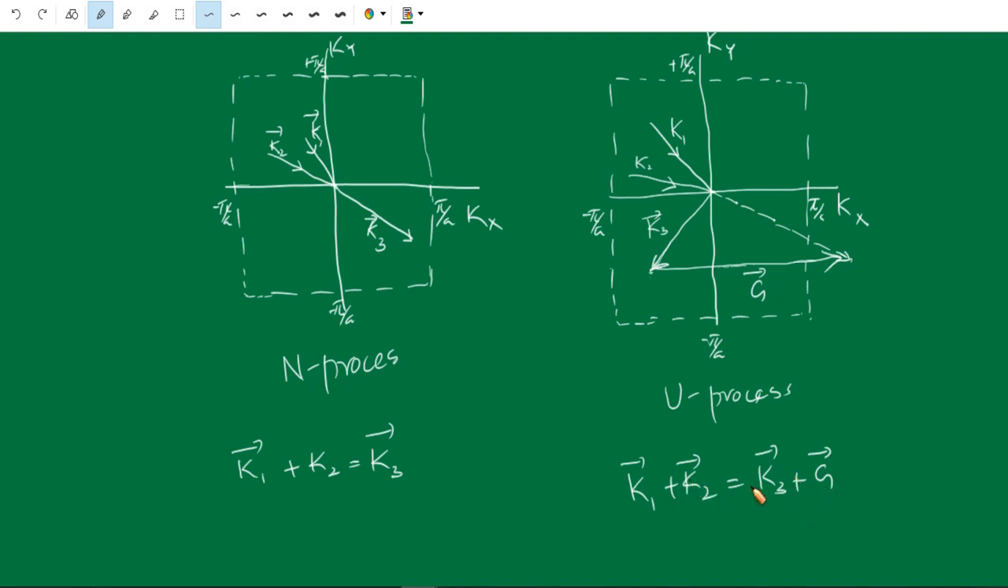This kind of process is called Umklapp process. Umklapp means in German a fold over. So we are just taking it back to the first Brillouin zone. So this process is called Umklapp process. Umklapp processes are responsible for establishing thermal equilibrium of phonons.